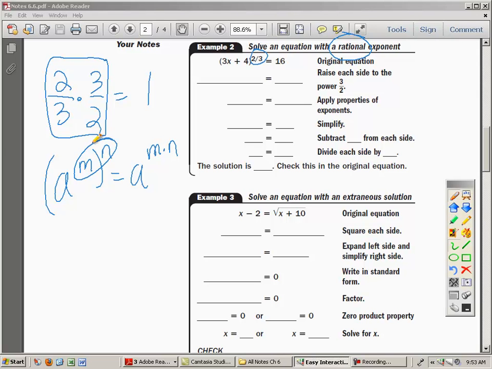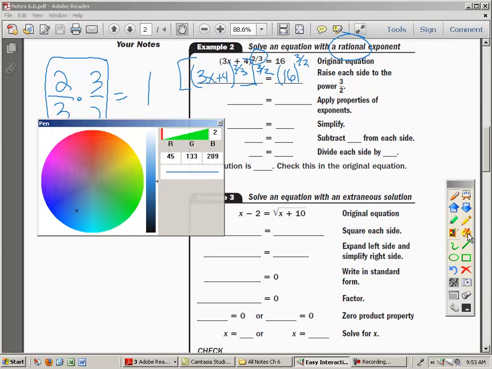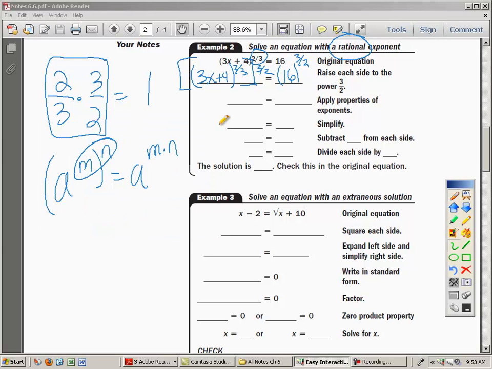And so if I want to get rid of raising this thing to the 2/3 power, I'm going to say this is now 3x plus 4, to the 2/3 power, is equal to 16. And what I'm going to do then is raise both sides to the reciprocal of 2/3, which is 3/2. Now you might ask, why are we choosing 3/2? Because when I raise a power to a power, I'm going to multiply those exponents together, and so 2/3 times 3/2 becomes 1. And so now we simply have 3x plus 4 all to the first power.